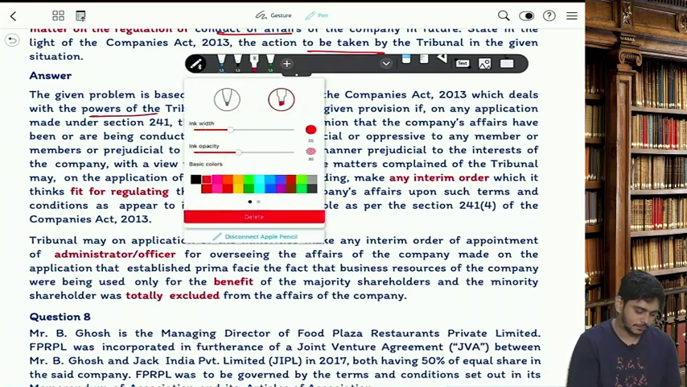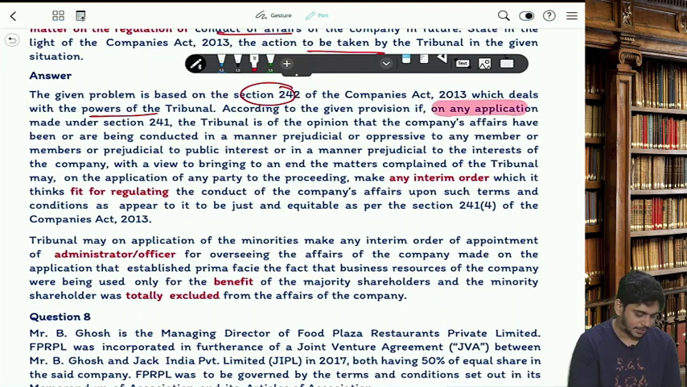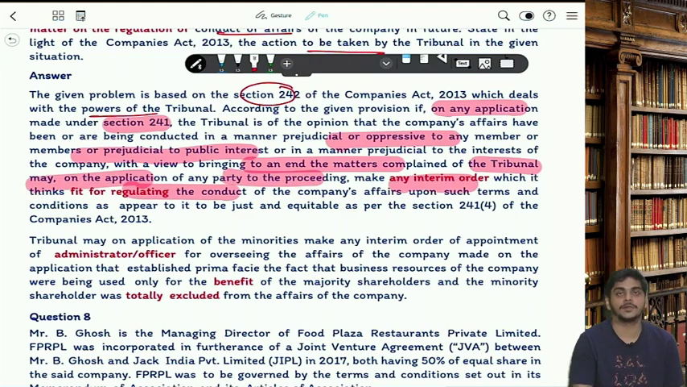In the given question, if on an application made under 241, the T is of the opinion that the affairs are being conducted or have been conducted in a manner which is prejudicial to the interests of members or members of public, then complaint should be made to T on an application by the party to proceeding. Then the T may make any interim order which it thinks fit for regulating the conduct of affairs of the company. So the line is only this much. The T may pass an interim order.